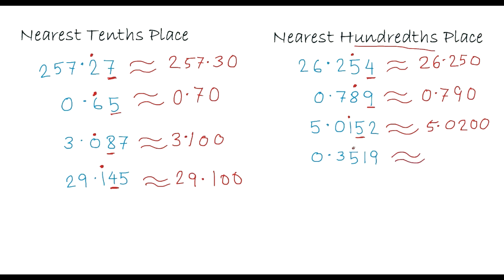Next, tenths, hundredths, we have 1, so no need to add anything here. So we have 0.35, 0 and 0.